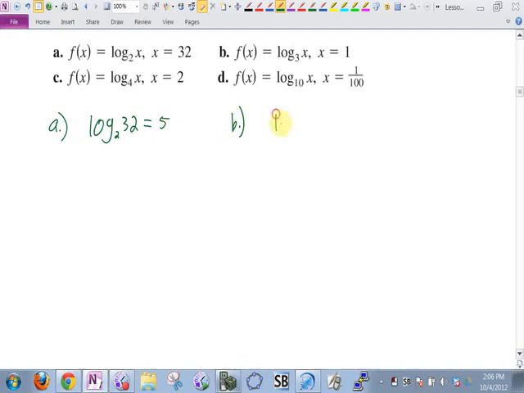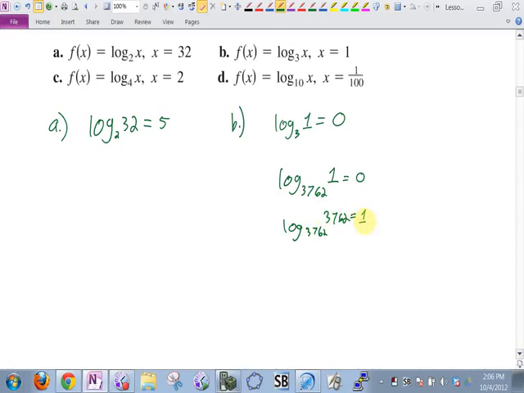How about B? What is the log base 3 of 1? 0. Because what is any number raised to the 0th power? 1. Any number except for 0. So any non-zero number raised to the 0th power gives you 1. So what is the log base 3,762 of 1? 0. What is the log base 3,762 of 3,762?